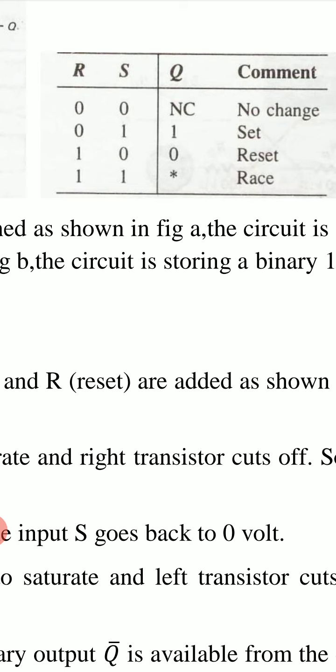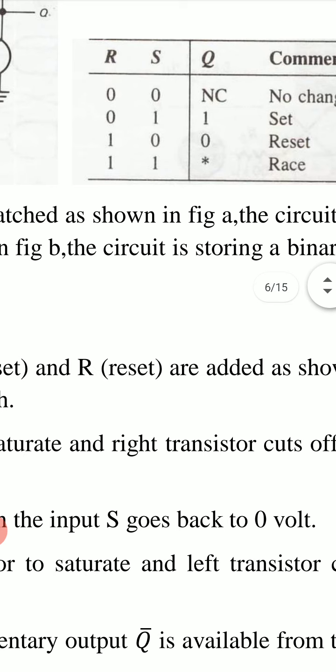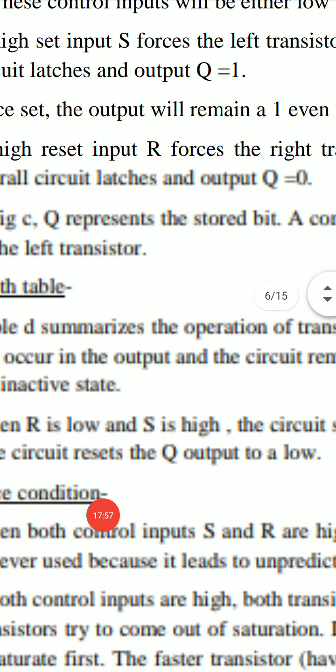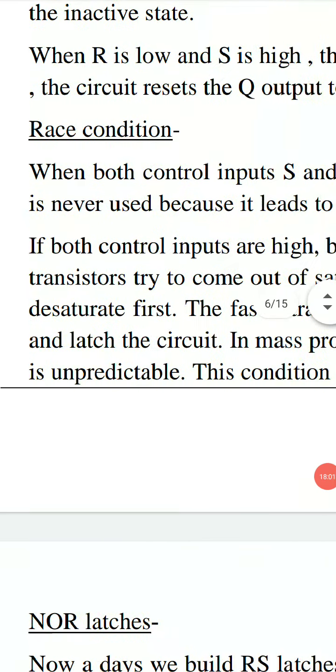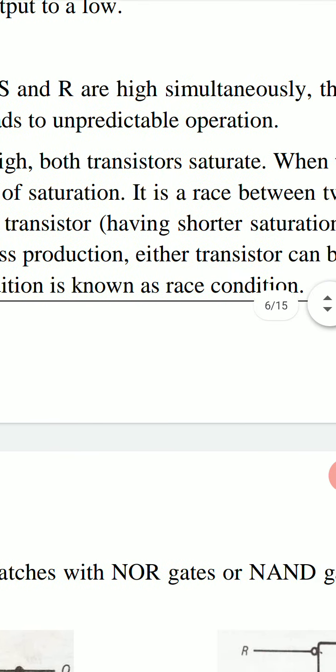Now if R is 0 and S is 1, then output Q will be 1. And if R is 1 and S is 0, then output Q will be 0. And in the last situation, when both the control inputs R and S are 1, then it represents a race condition, which we represent by a star. Race condition: when both control inputs S and R are high simultaneously, this is called a race condition. It is never used because it leads to unpredictable operation. This condition we have to avoid.